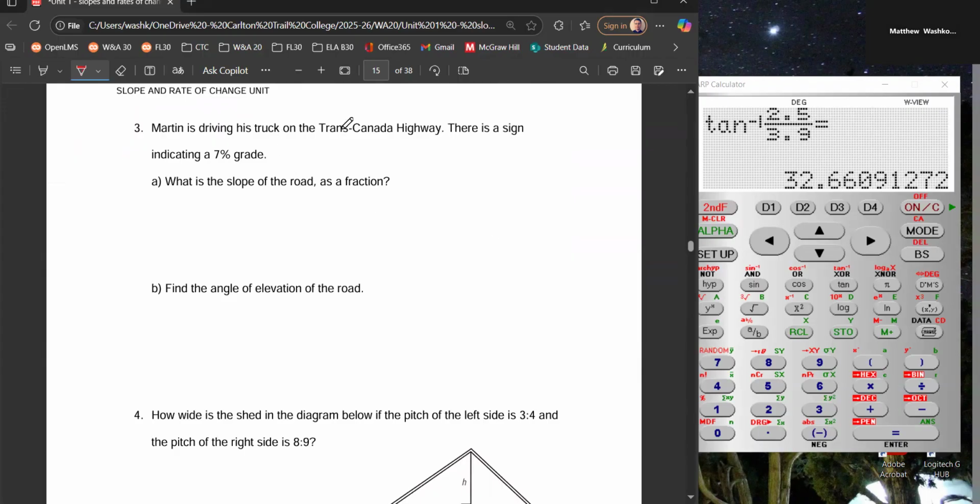So Martin is driving his truck on the Trans-Canada Highway, and there's a sign indicating a 7% grade. What is the slope of the road as a fraction? So, let's imagine it's something like this, right? You don't have to actually draw this, but here's his truck. So there is, let's do a little sign here. And you don't have to do this. There's a 7% grade here, right?